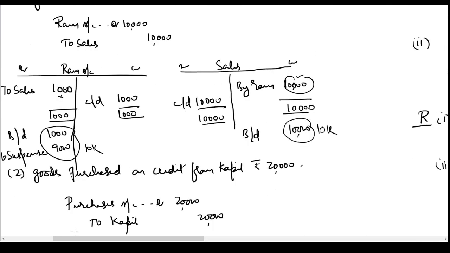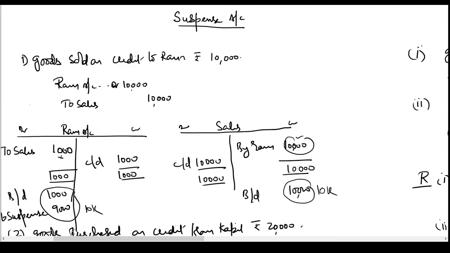So when the trial balance does not tally, we prepare a suspense account, we put the difference to suspense account, so that temporarily the trial balance will tally. And once we find out the errors and we pass rectification entries, the suspense account will automatically close.